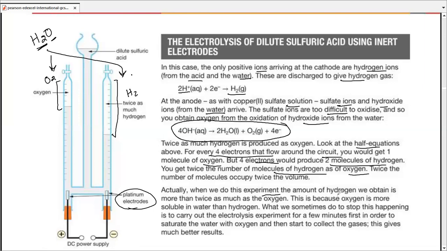Actually, when we do this experiment, the amount of hydrogen we obtain is twice as much as oxygen. This is because oxygen is more soluble in water than hydrogen. Sometimes what we do to stop this happening is carry out the electrolysis experiment for a few minutes first in order to saturate the water with oxygen, and then we start to collect the gases. This gives much better results.